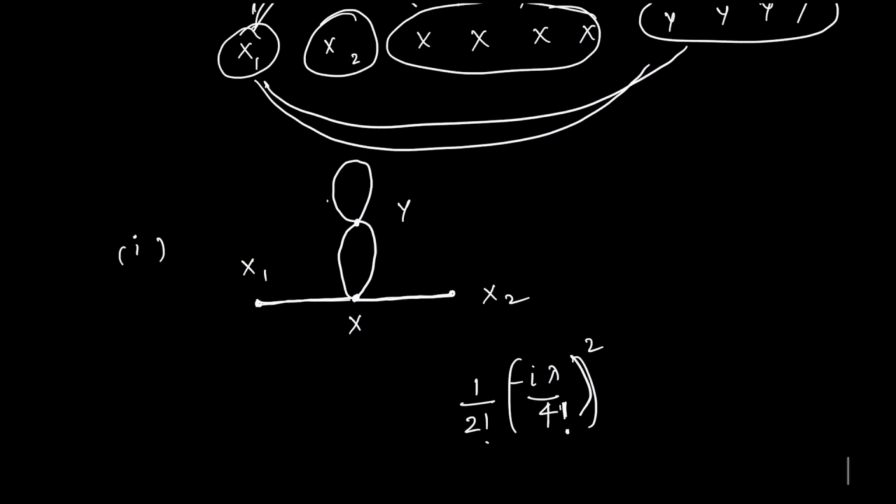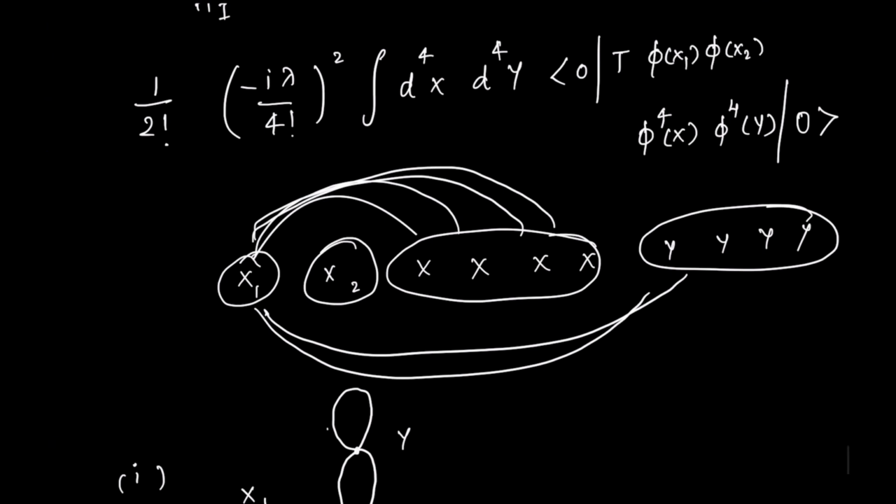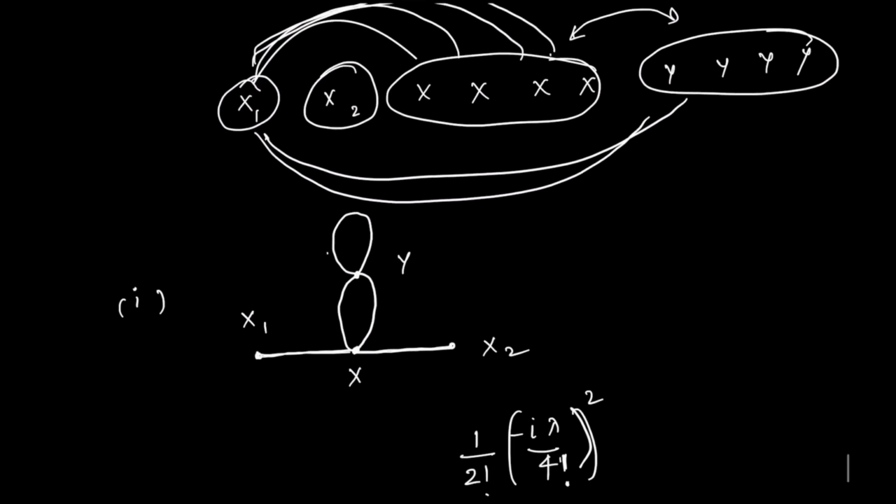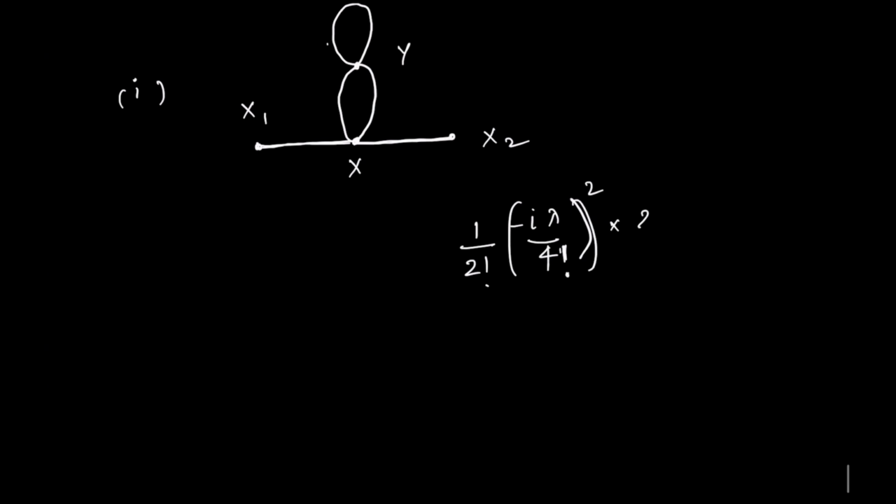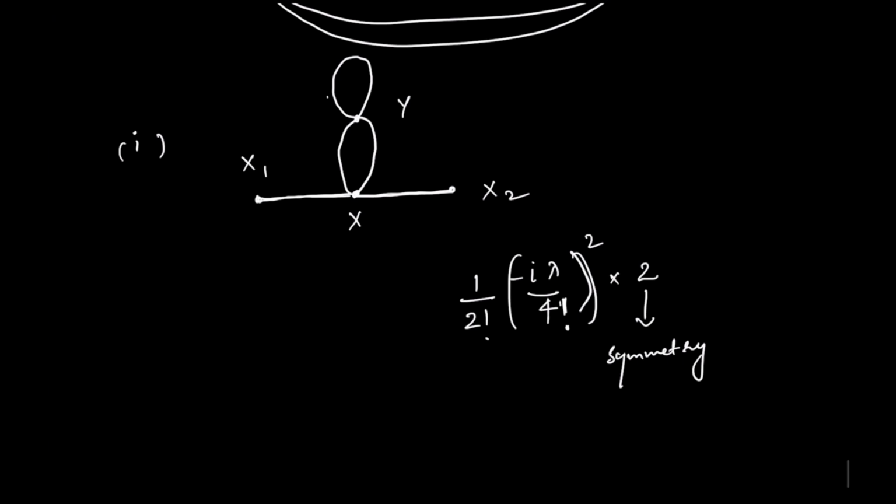And there is a symmetry in x and y. Even if you exchange x and y, you cannot find the difference because there are 4x and there are 4y. So there is a symmetry between x and y. Therefore I multiply a factor of 2. This factor is for symmetry. Then x1 can be connected to x in 4 ways. So if I see x1 and I want to connect it to x, how many x do I have? I have 4x. So x1 can be connected to x in 4 ways.